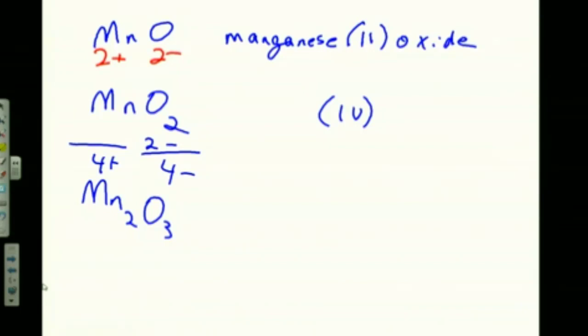Because oxygen's always 2 minus. 2 times 2 minus gives me 4 negative. Oxygen's always 2 minus. Okay. See it on your periodic table now?